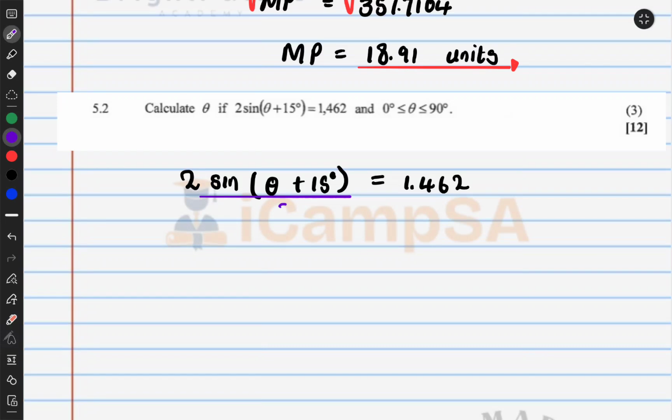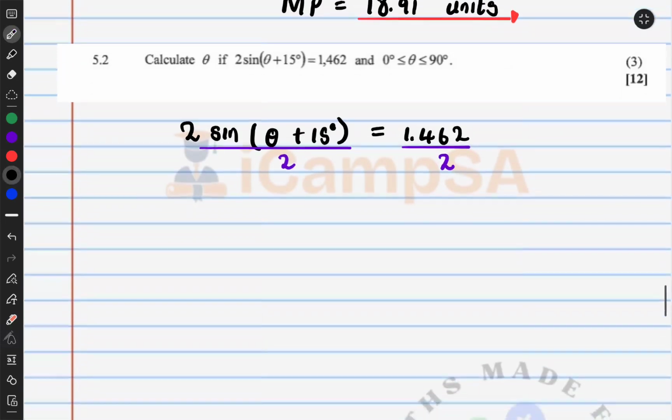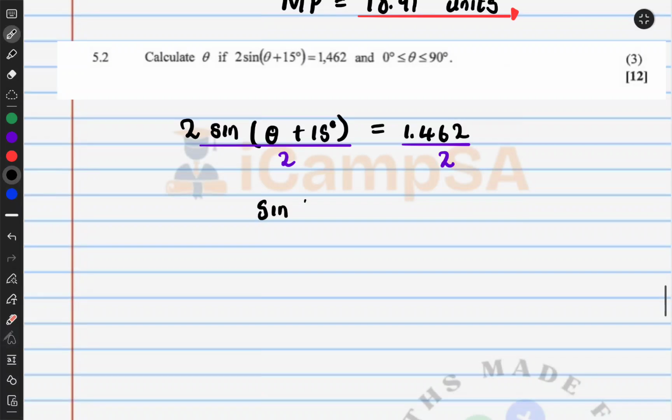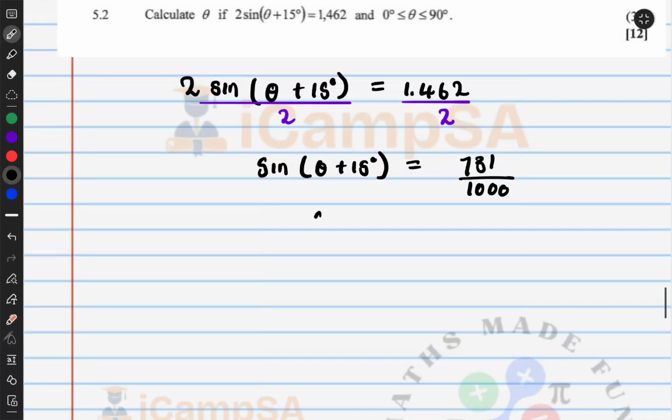Solving for theta, first step, let's divide by 2 on both sides. We will be left with sine (theta plus 15 degrees) is equal to 1.462 divided by 2. Okay, that is 731 over 1000.